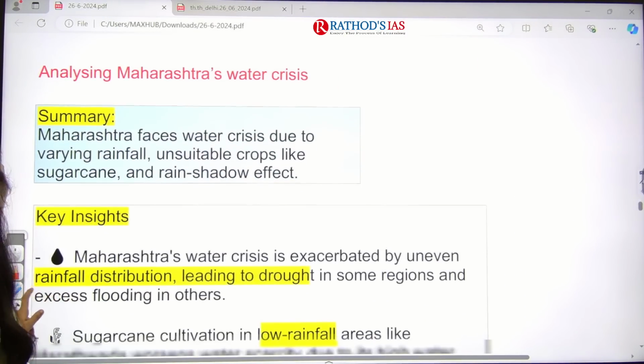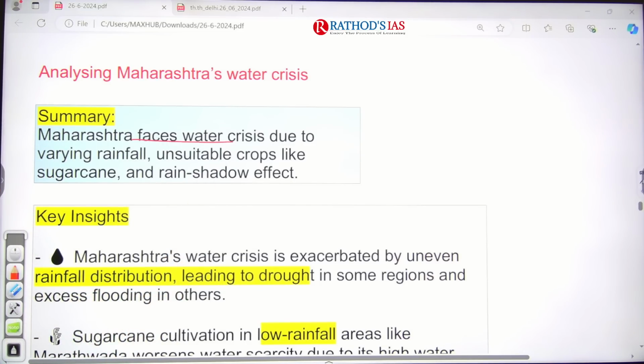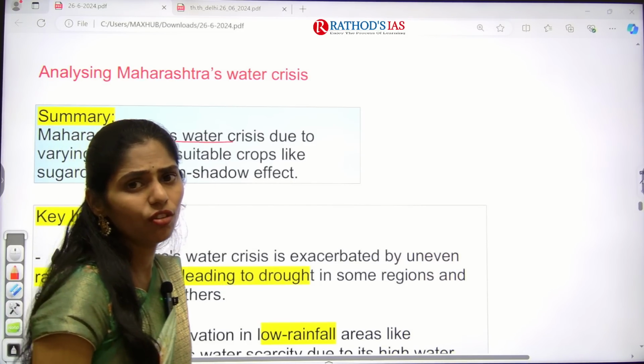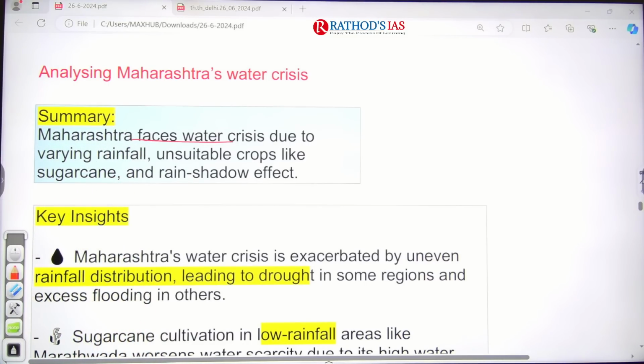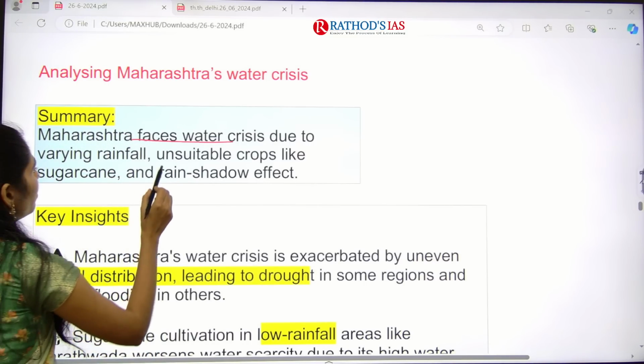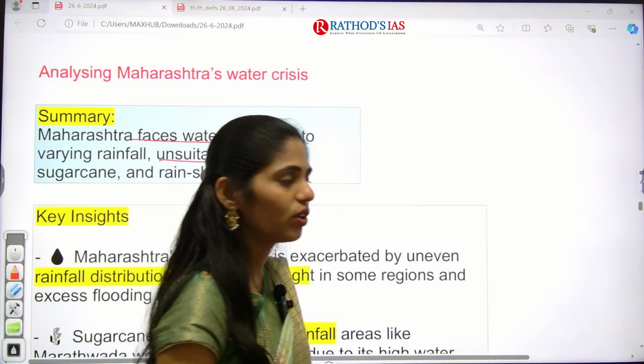So the summary says that Maharashtra is facing water crisis because of varying rainfall. That is, sometimes it has heavy rainfall, sometimes low rainfall. That is called variation in rainfall. They are also going for unsustainable crops like sugarcane. And the third important reason is the rain shadow effect.